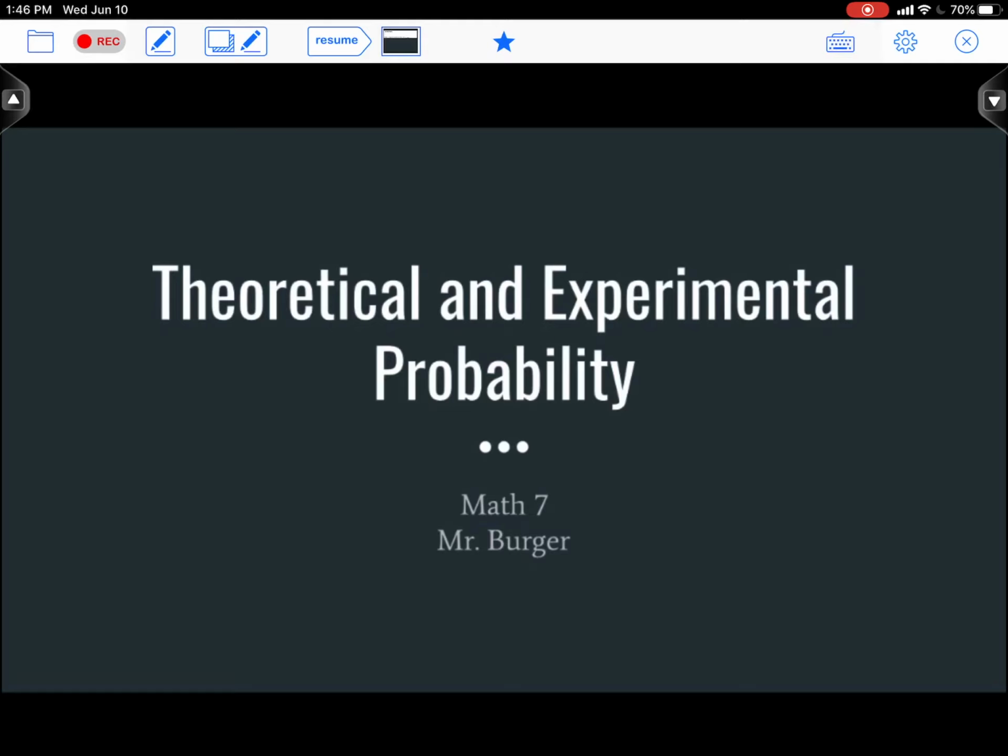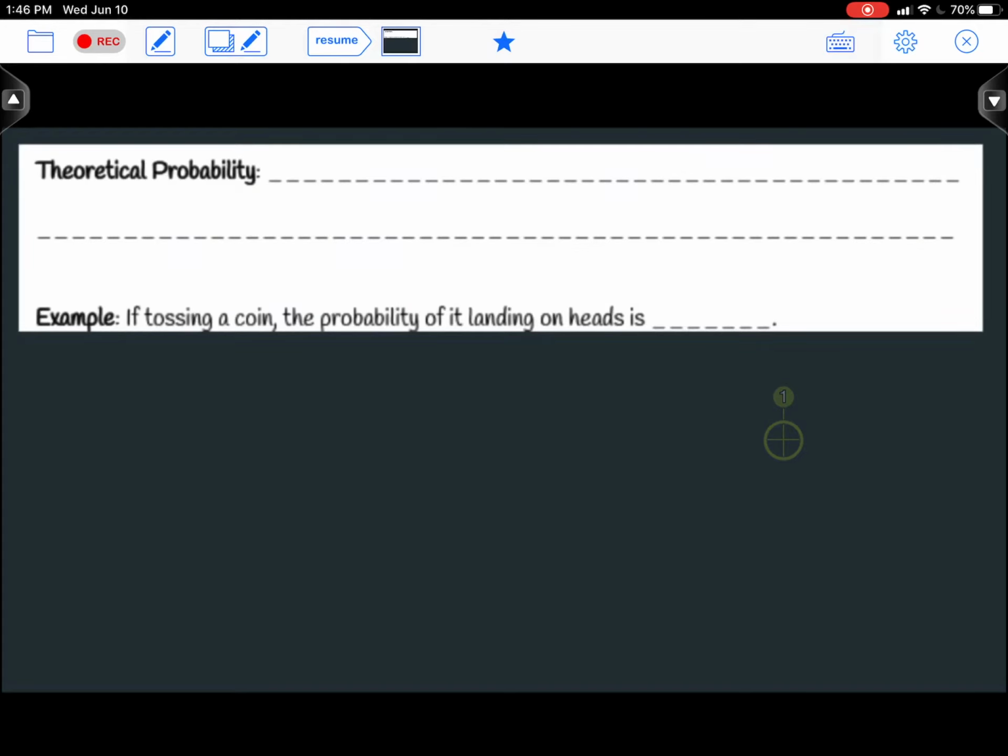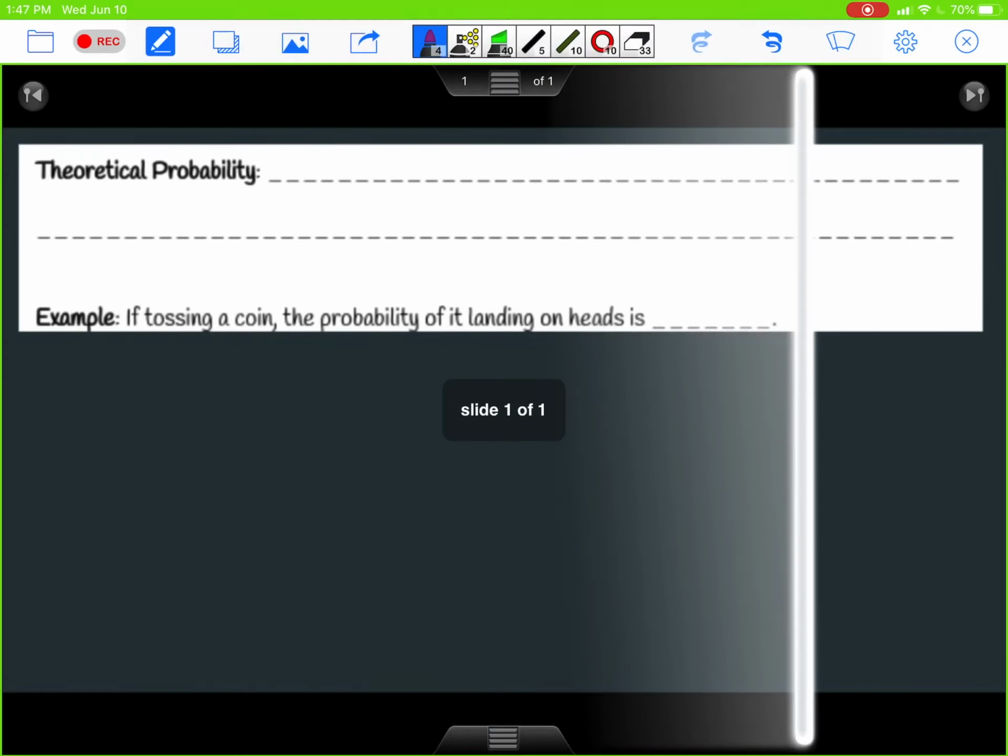Okay, today and tomorrow we'll be talking about the differences between theoretical and experimental probability. Today we're going to be working exclusively with theoretical, but we've been doing that for the last couple days anyway. The probability that we have been doing is called theoretical.